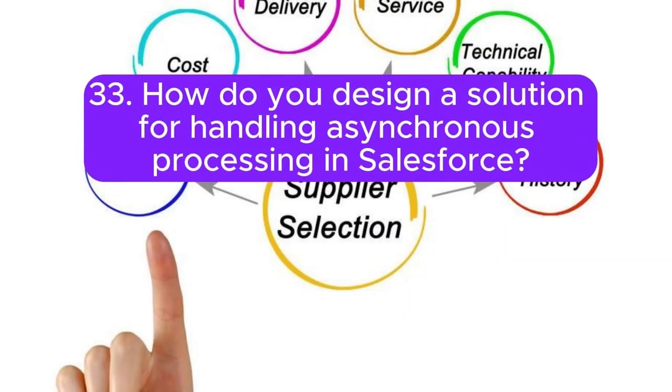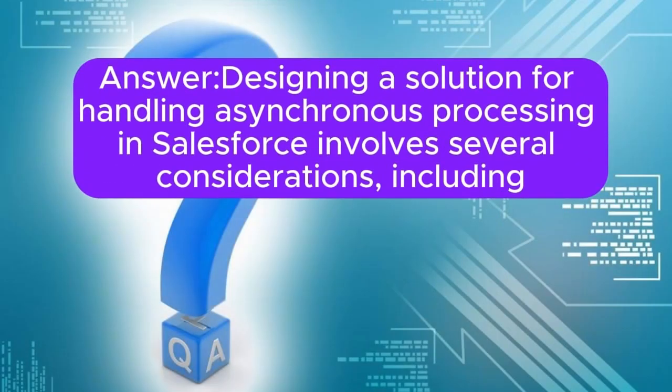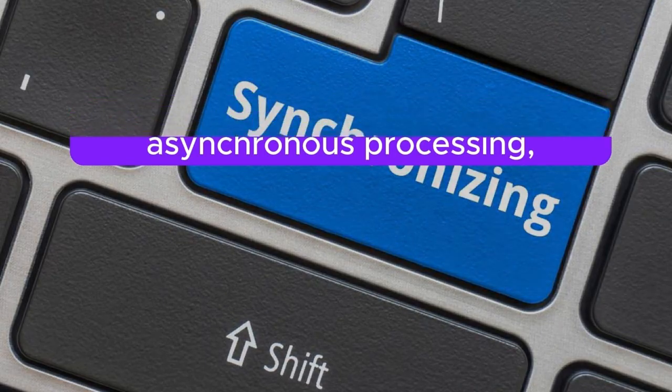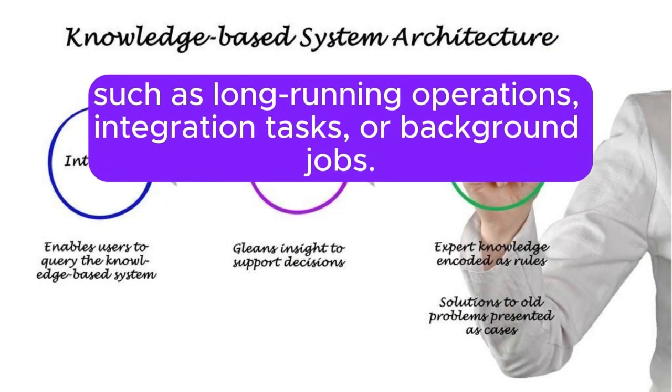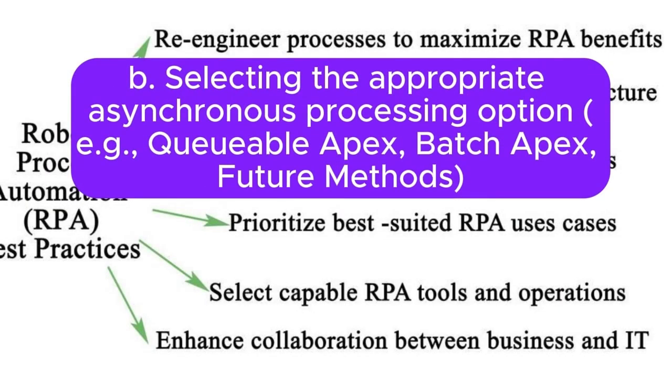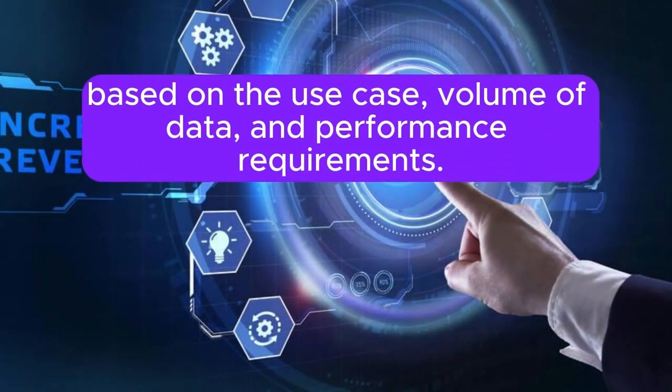33. How do you design a solution for handling asynchronous processing in Salesforce? Answer. Designing a solution for handling asynchronous processing in Salesforce involves several considerations, including A. Identifying use cases suitable for asynchronous processing, such as long-running operations, integration tasks, or background jobs. B. Selecting the appropriate asynchronous processing option, for example, Queueable Apex, Batch Apex, future methods, based on the use case, volume of data, and performance requirements.